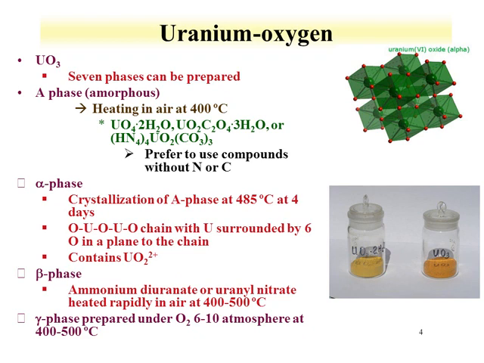the crystal structures form. And the reason that we're interested in getting compounds with crystals is then we can determine them by X-ray diffraction. The beta phase can be made by taking ammonium diuranate or uranyl nitrate and heating rapidly in air at between 400 and 500 degrees. The gamma phase has been prepared by heating the same sort of materials in air, under oxygen at higher atmospheres.